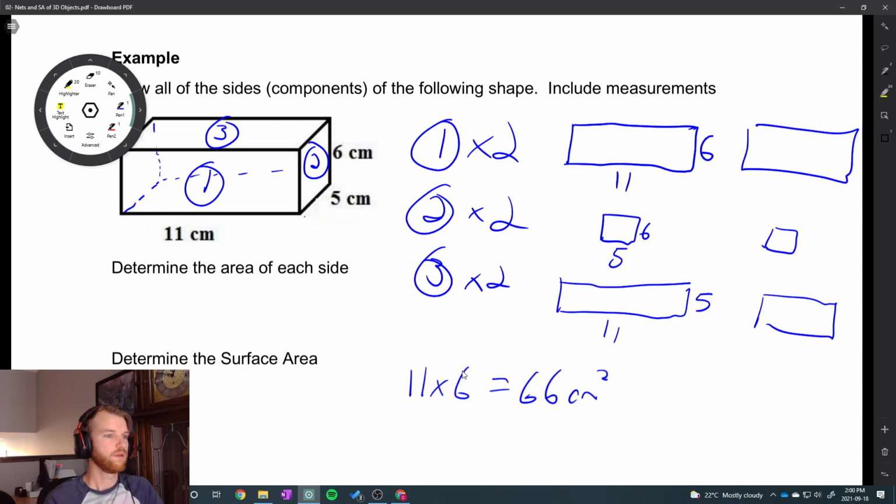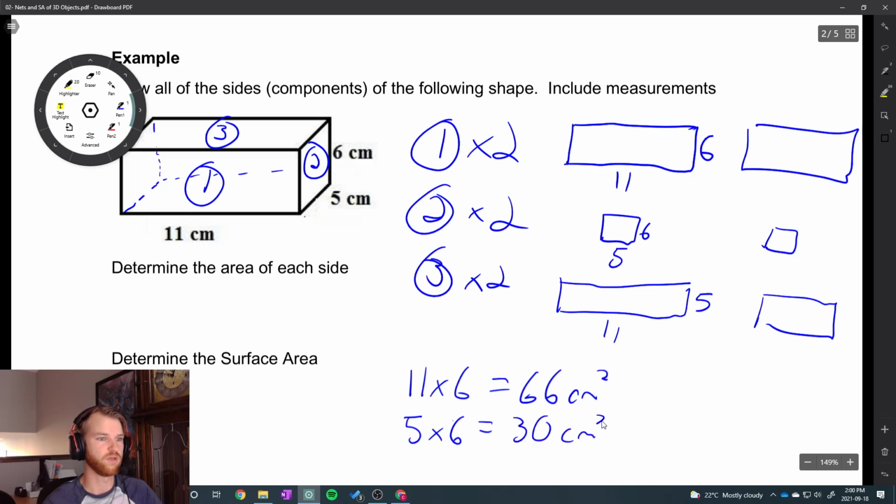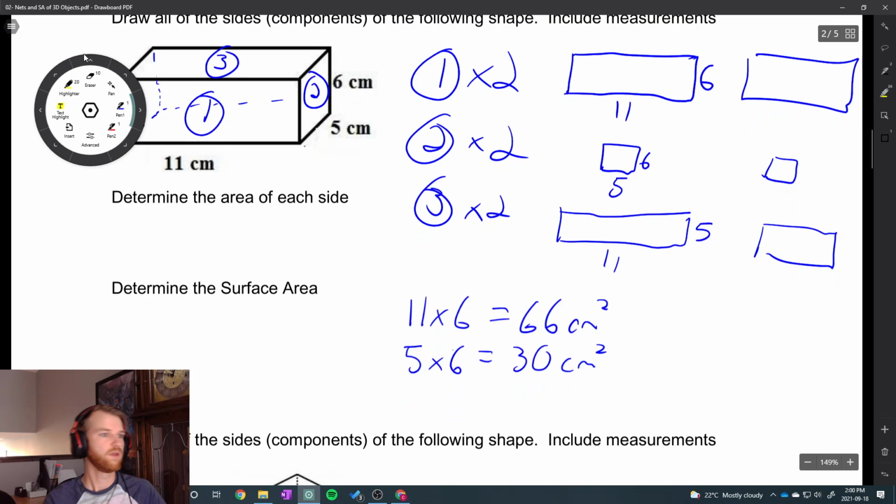Okay. The second one is the sides, and they're 5 by 6. Okay, the sides was 5 by 6. So that's going to give me 30 centimeters squared is how big just one of the sides is. And then the top is 11 by 5.